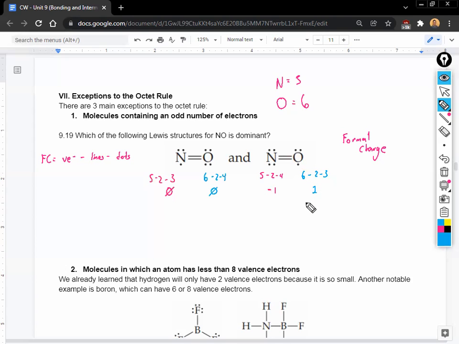Now, we learned last time that there are two things we want. We want everyone to be 0, or we want the more electronegative ones to have a negative formal charge. So which one do you guys think is a better structure, left or right? Yeah, left is obviously the better structure, right? Because everybody has 0 for the formal charge.